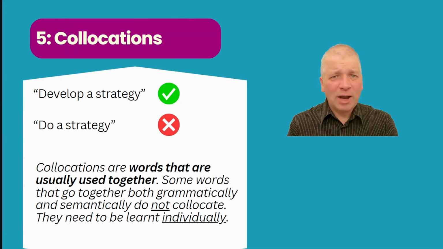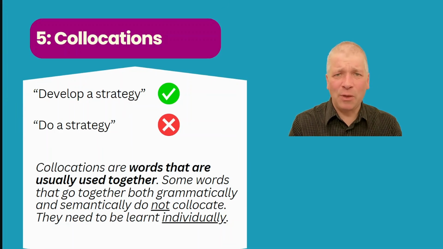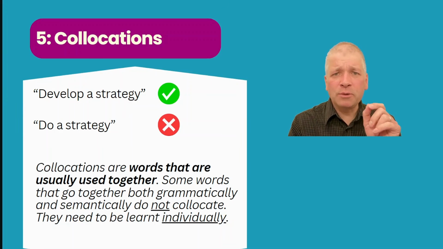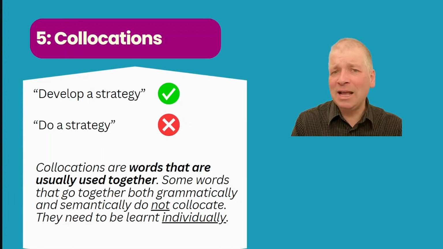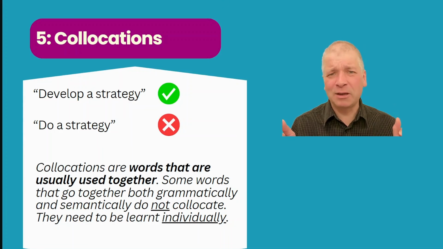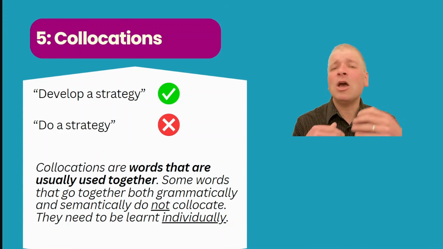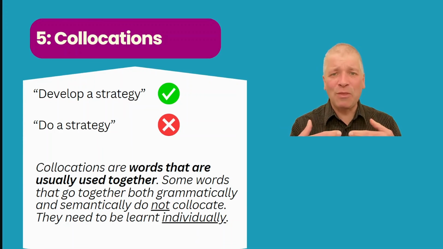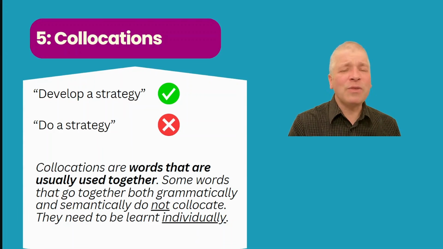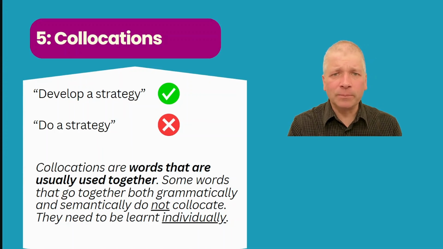So developer strategy is a collocation because they are words that are usually used together. Now, some words that go together, such as do and strategy, may be both grammatically and semantically acceptable, but they do not collocate, so we don't use them in English. And this is where advanced speakers need to know that you can't just put any words together and sound native. You need to know the words that collocate together in order to sound native. And these all need to be learnt individually.